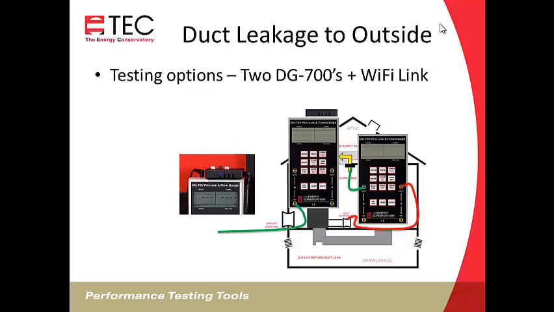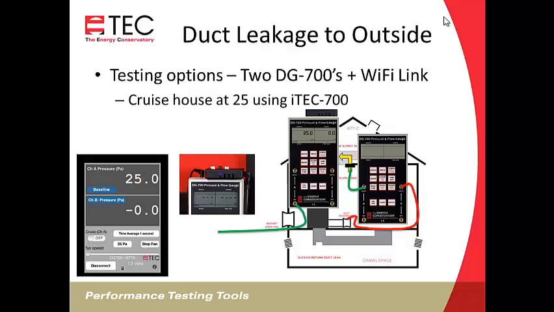This time of year in the North Country especially, it's handy to have the Wi-Fi link, so you can use two DG700s plus the Wi-Fi link, and that will allow you to cruise the blower door using the app on an iPhone or an iPad or an Android phone, or a computer as far as that goes. You could use a PC computer to do it also. And the advantage to that is, when we have below zero weather, you don't have to blow that cold air into the house for as long a period of time.